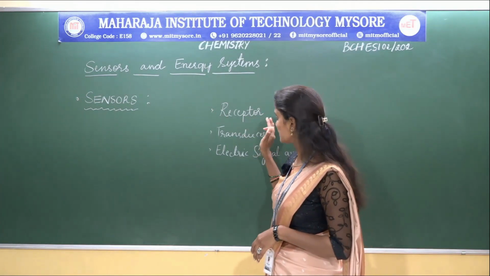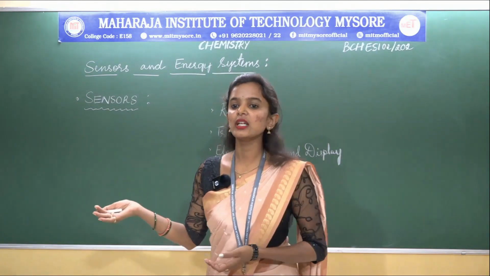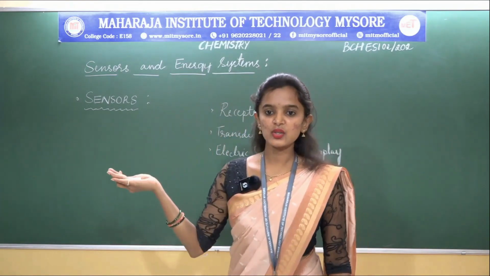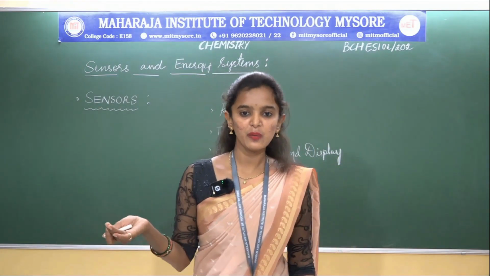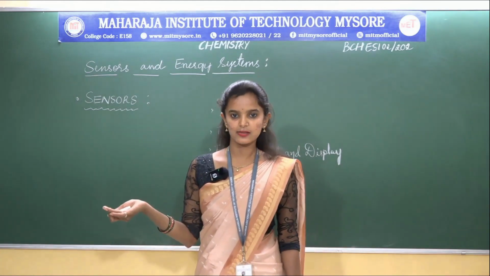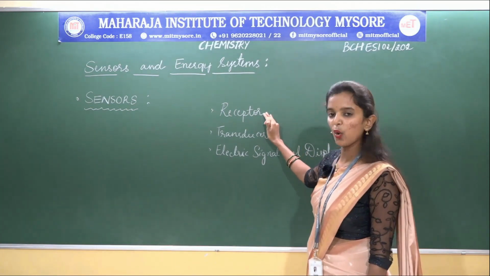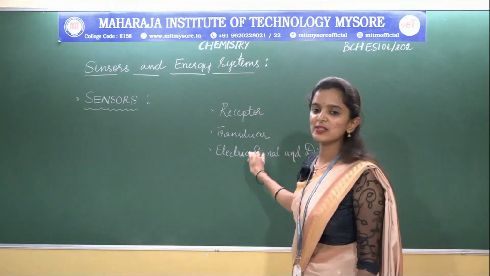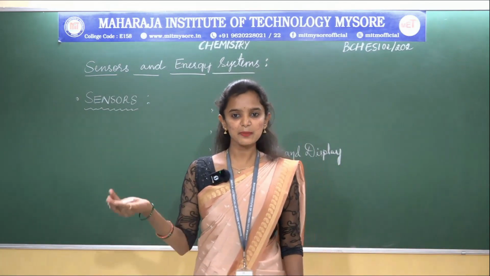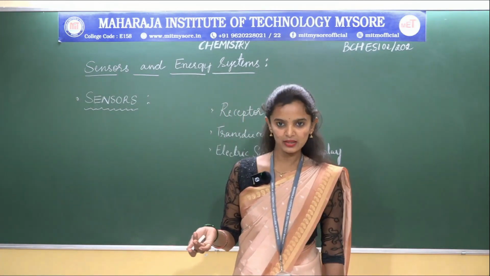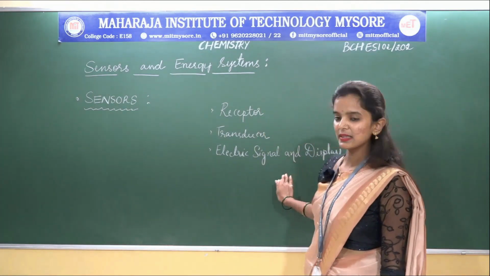It is called the recognition site, whereas the transducer is used to convert the signals created by the interaction between receptor and the analyte into readable and measurable values, which are physical quantities. So where the receptor is the recognition site responsible for the recognition of the sense, the transducer is used to convert signals created by the interaction between receptor and analyte into readable and measurable values in physical quantities. So what is electrical signal and display?